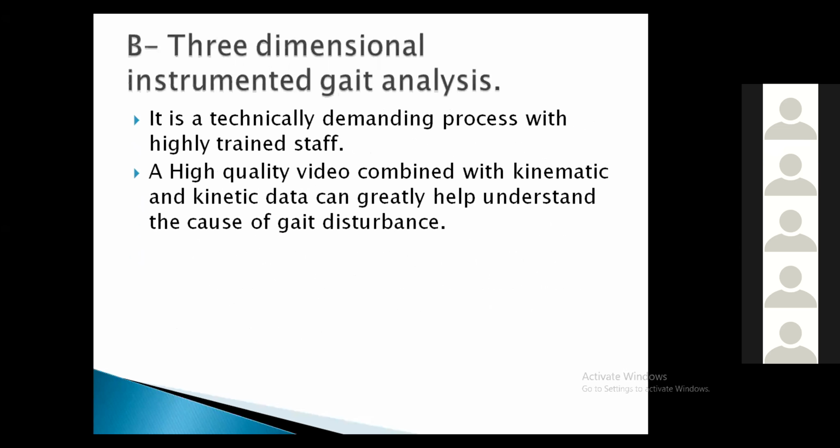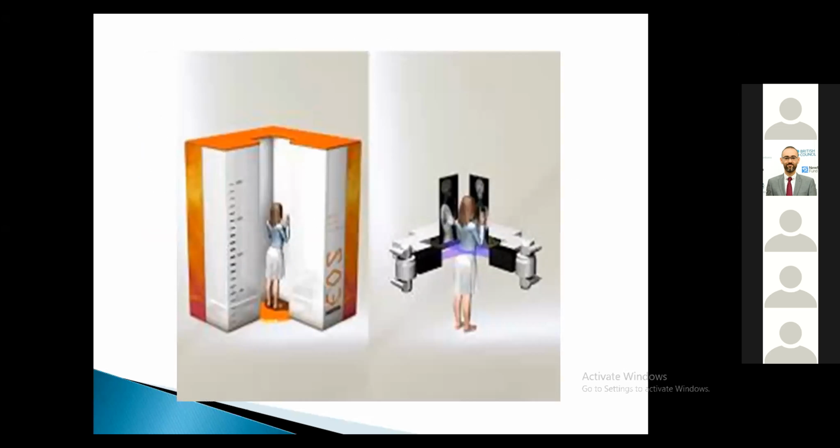Three-dimensional instrumented gait analysis is a technically demanding process with highly trained staff. High quality video combined with kinematic and kinetic data can greatly help understand the cause of gait disturbance. This is EOS. It has two sources of X-rays, which can give you X-rays of the whole body, including pelvis and spine, with a low dose of radiation.